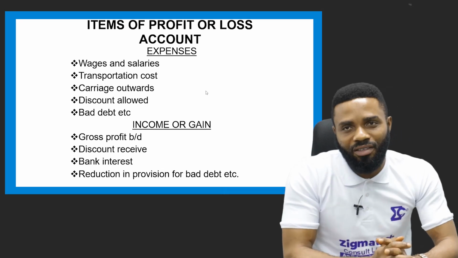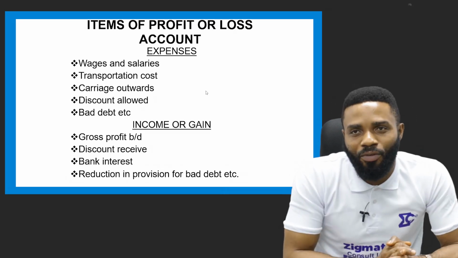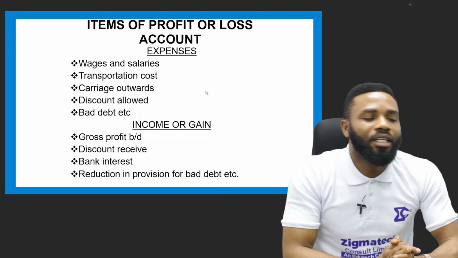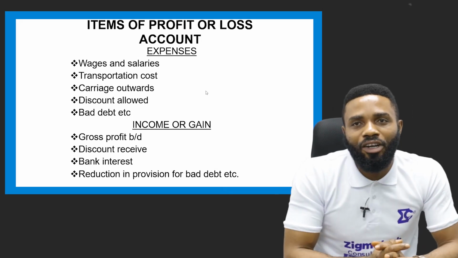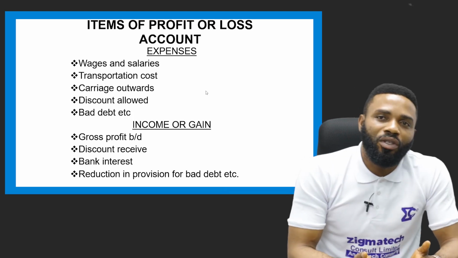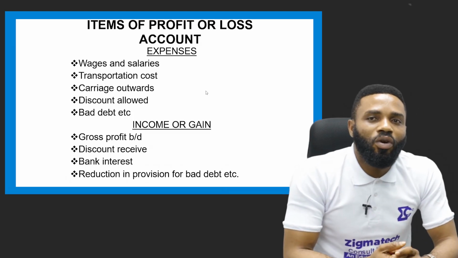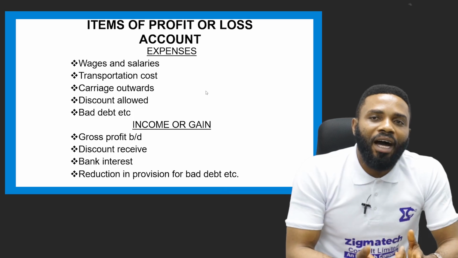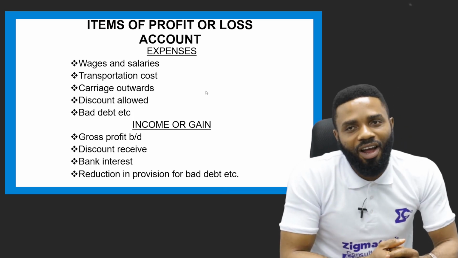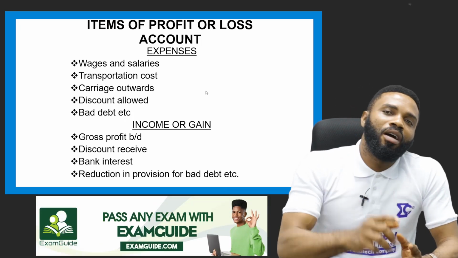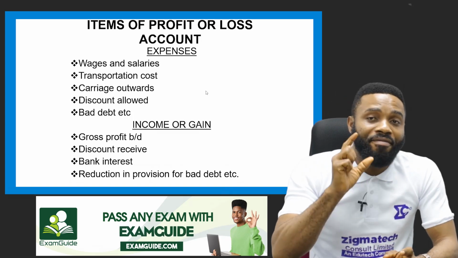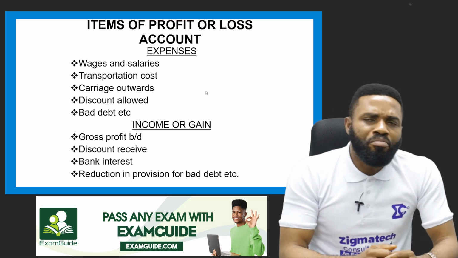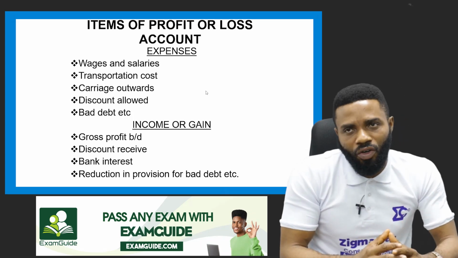Number one, expenses. Expenses, like I said before, are costs incurred in the day-to-day running of the business. Some of those expenses include wages and salaries, transportation costs, carriage outwards, discount allowed, bad debt, etc. Expenses in this case is very, very ambiguous. Why? Because it varies with organization.